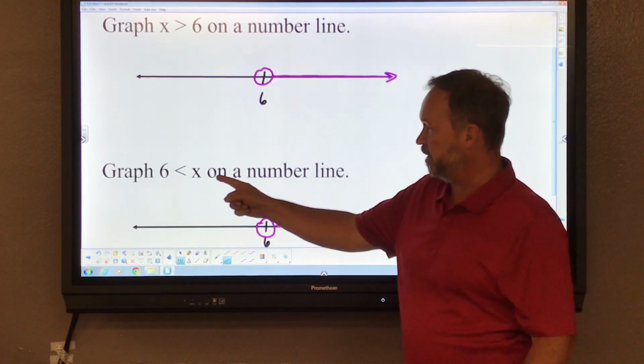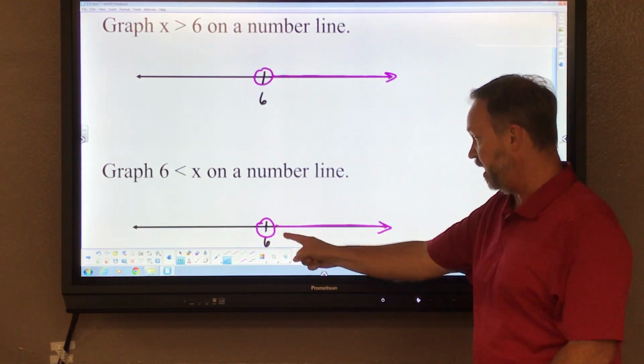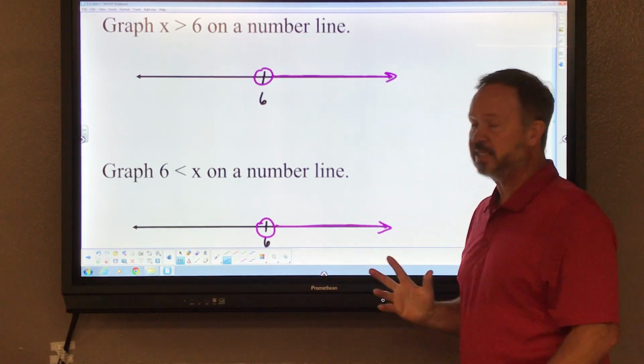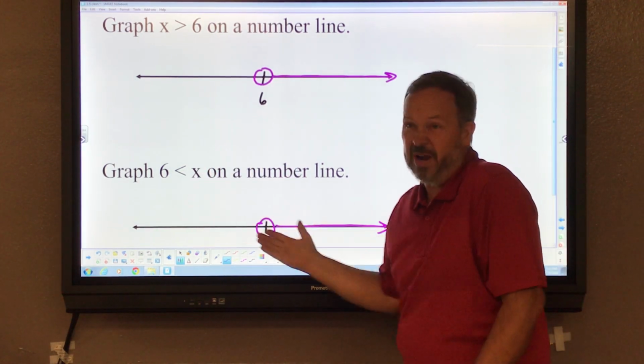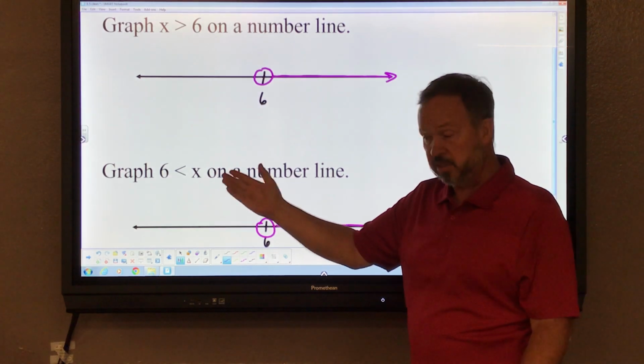Now, if you look at this, this says 6 is less than x, and it is. These are all the x's, and 6 is less than that. So you can see it, you can graph it that way. It's not illegal.